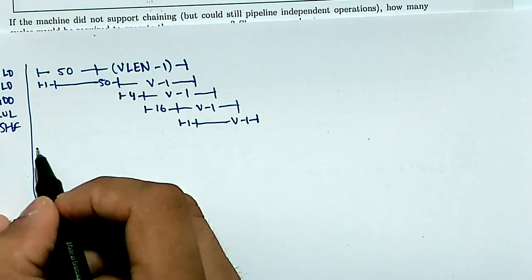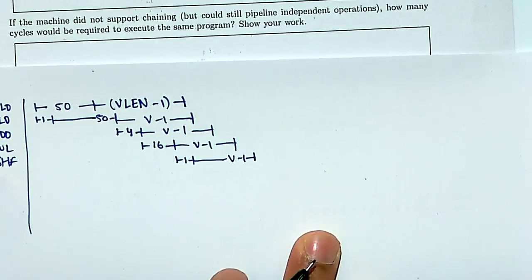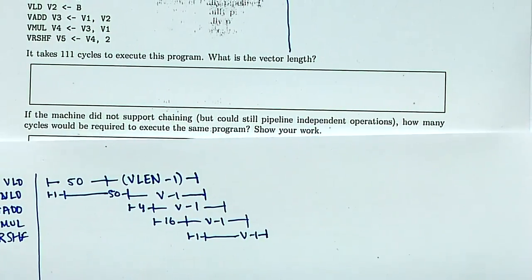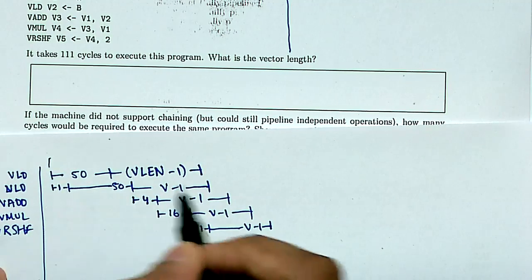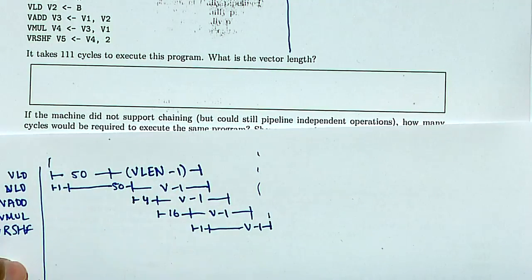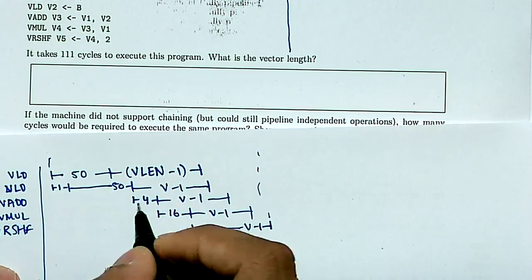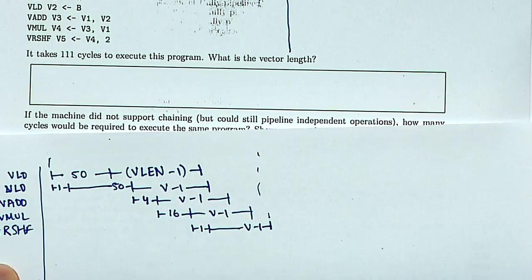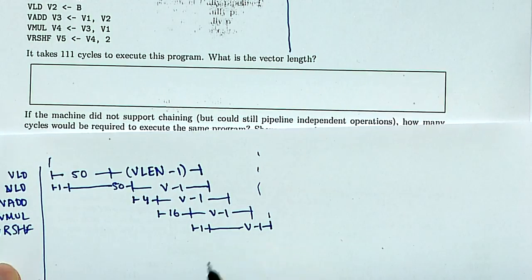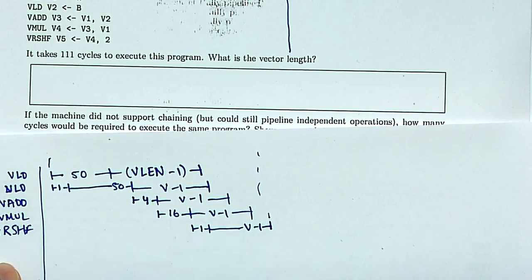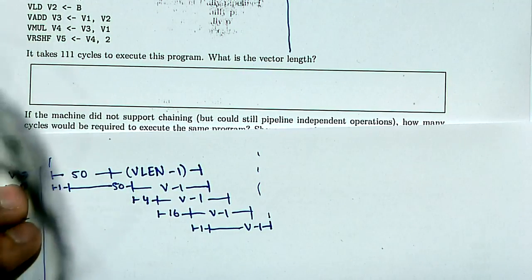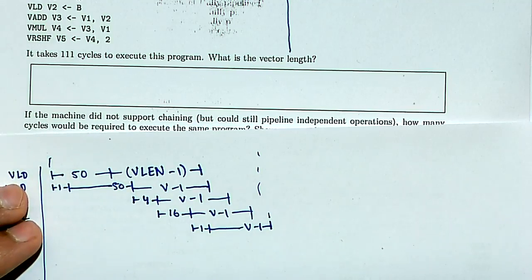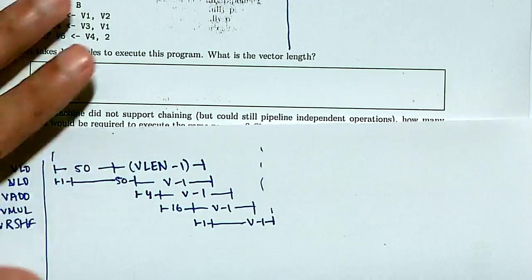So we're saying the overall execution of this program takes 111 cycles, right? What vector length results in that sort of number? If we go through and add up all these latencies, we're trying to figure out the time from here to the end of execution. First we have this flat delay of 50. Then we have the extra delay of 1 for the next instruction. Then over here we have a delay of 4. Then a delay of 16. Then a delay of 1. And then a delay of the vector length minus 1. So this is plus V minus 1, right?